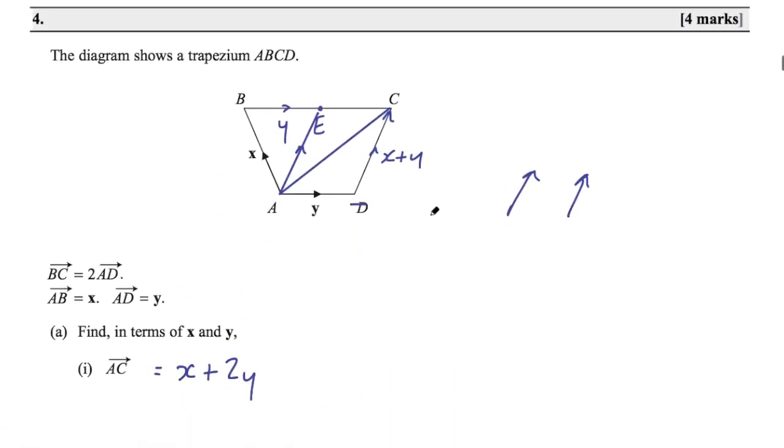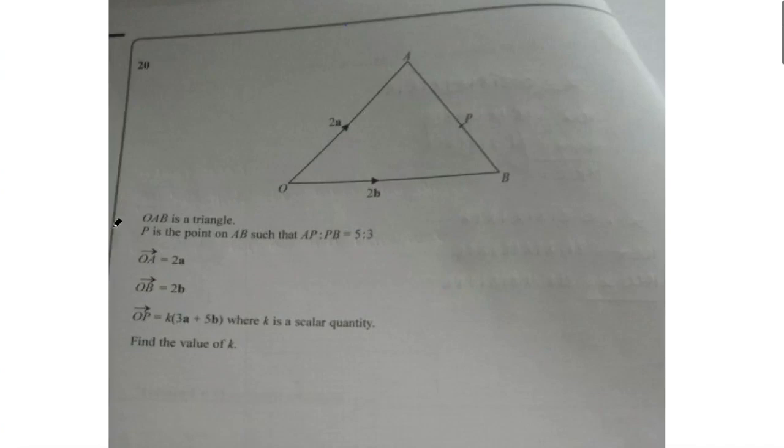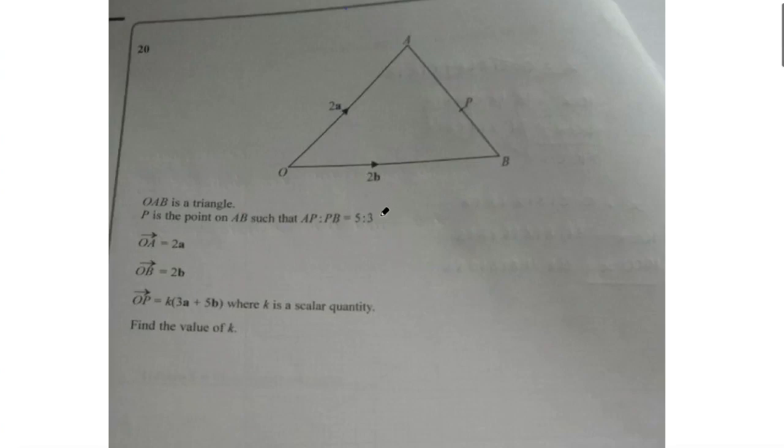And now I want to go into some exam style questions. Okay, so here's the first exam style question. And this question says OAB is a triangle. P is the point on AB such that AP to PB equals 5 to 3. OA equals 2A. OB equals 2B. OP equals K bracket 3A plus 5B, where K is a scalar multiple. Find the value of K.